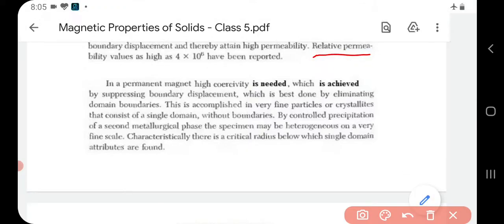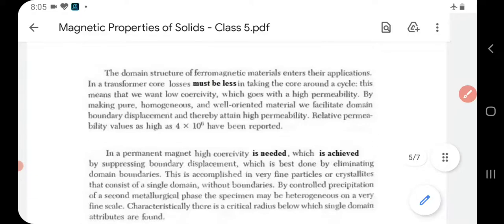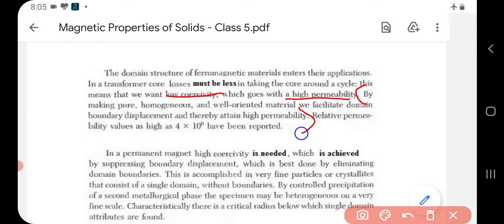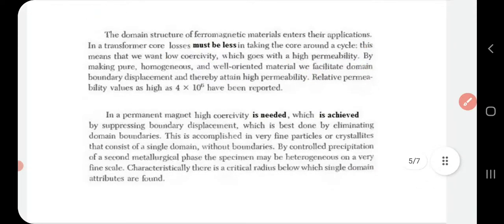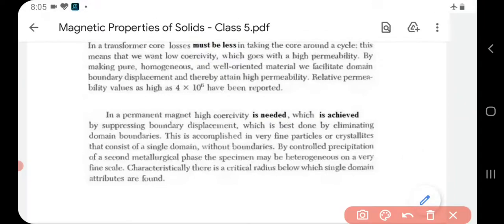Here they have given approximate values of relative permeability. No need of studying that. Now, in a permanent magnet, high coercivity is needed. In the transformer core, in order to reduce losses, we need a material with low coercivity. That means we need a material with high permeability, and here they explained how high permeability is attained. Next, in the case of a permanent magnet, we need a material with high coercivity.